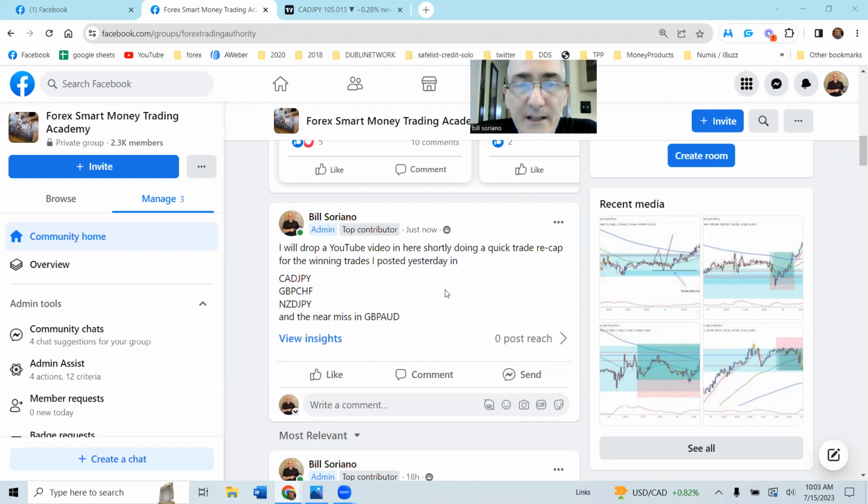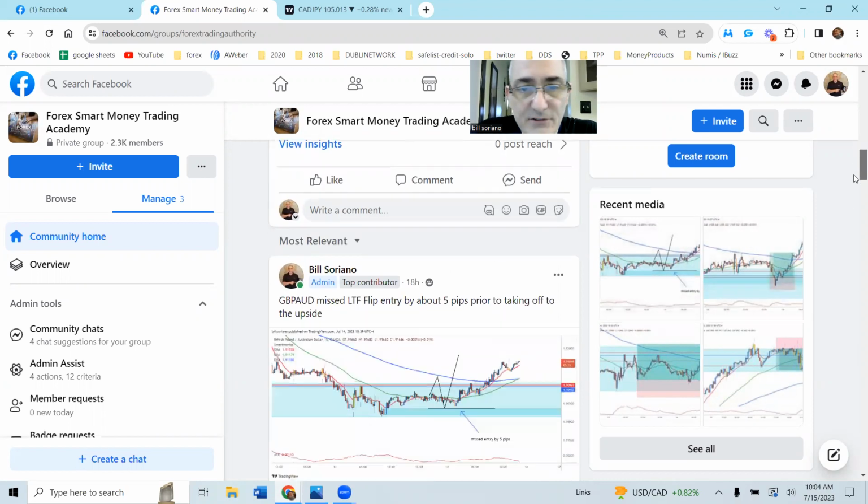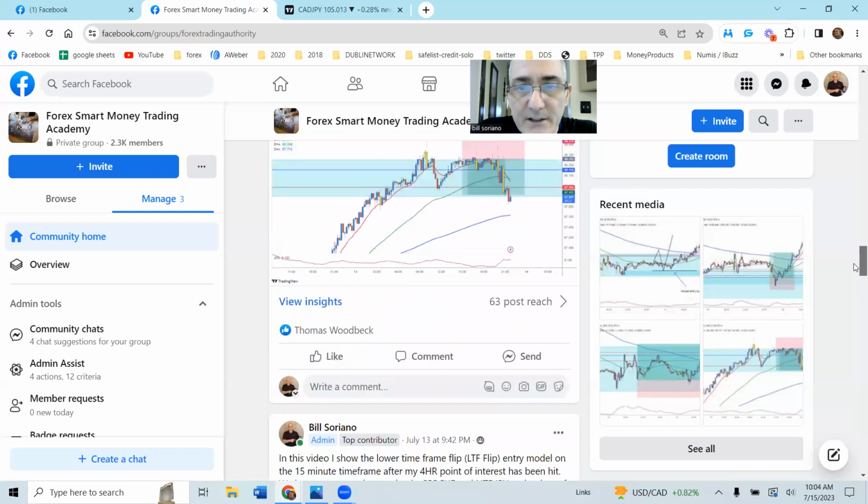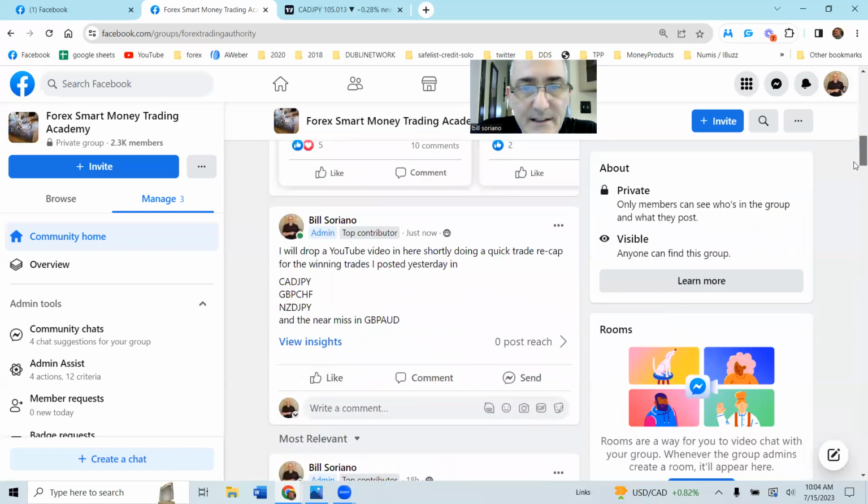So what we're going to do today is go over the quick trade recap on the 3 winning trades that I posted in the group yesterday. Those chart markups are here in the group. 3 winning trades along with a near miss in GBPAUD. The 3 winning trades were in CADJPY, GBPCHF, and NZDJPY, and then the near miss in GBPAUD as well. So we're going to go over these recaps.